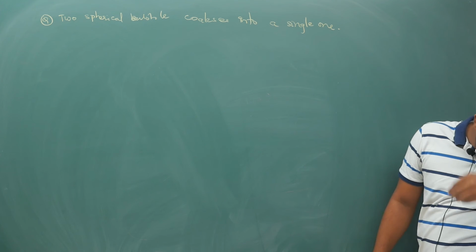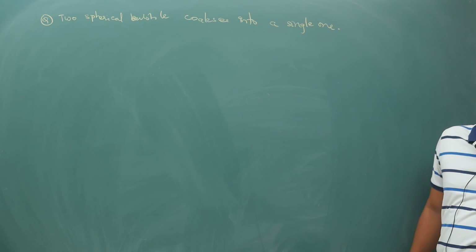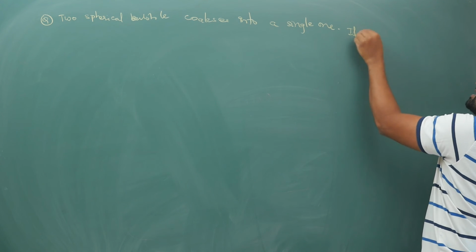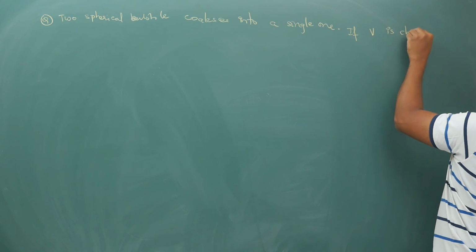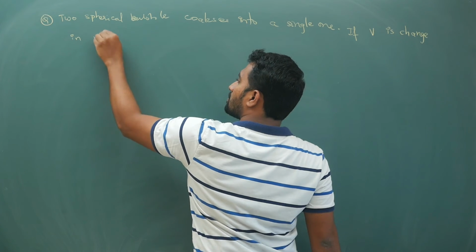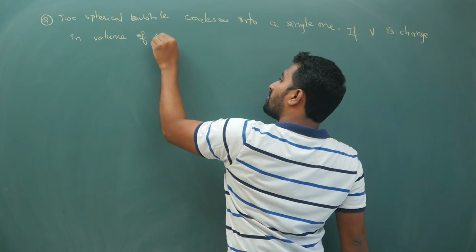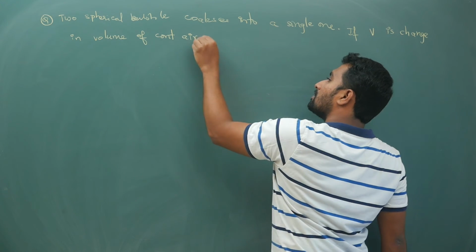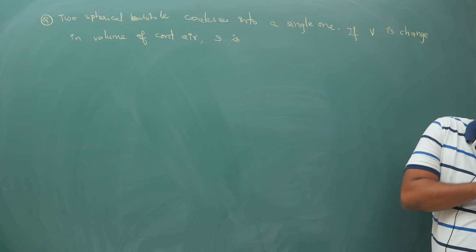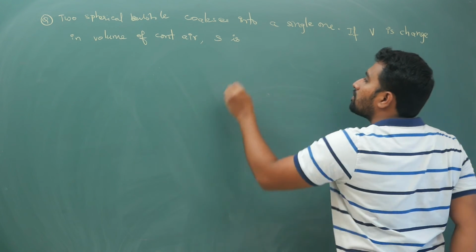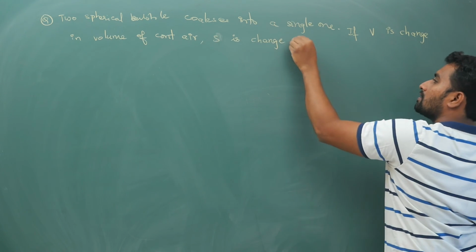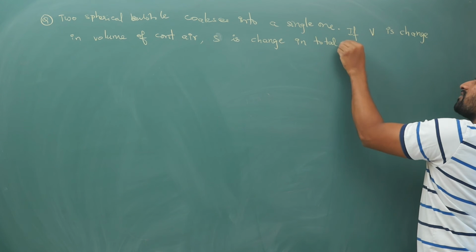Okay, what is your question is, if V is the change in volume of contained air, and S is the change in total surface area.